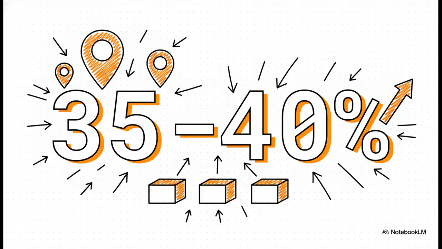So why is it so crucial? Well, it comes down to this one number, 35 to 40%. That's the percentage of all clicks for a local search that go to just the top 3 businesses in the Google Map results. The local pack. Think about that. If you're not in that top 3, you're missing out on a massive chunk of business. That's why getting your GBP dialed in isn't just a good idea, it's non-negotiable.